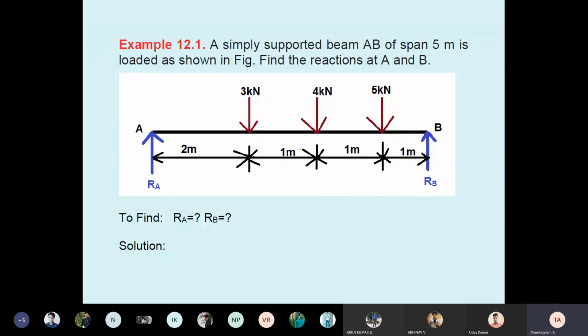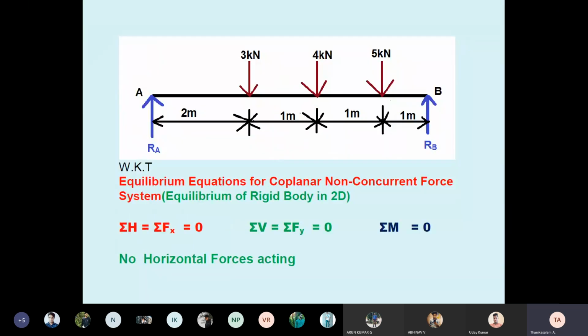Already in the last class I have shown you the equilibrium equations: summation of Fx equal to 0, summation of Fy equal to 0, summation of M equal to 0. Students, remember the equilibrium equations for a coplanar non-concurrent force system. Summation of horizontal force must be 0. Summation of vertical force must be 0. Summation of net moment with respect to any point must be 0. Then only we can say the body is in equilibrium.